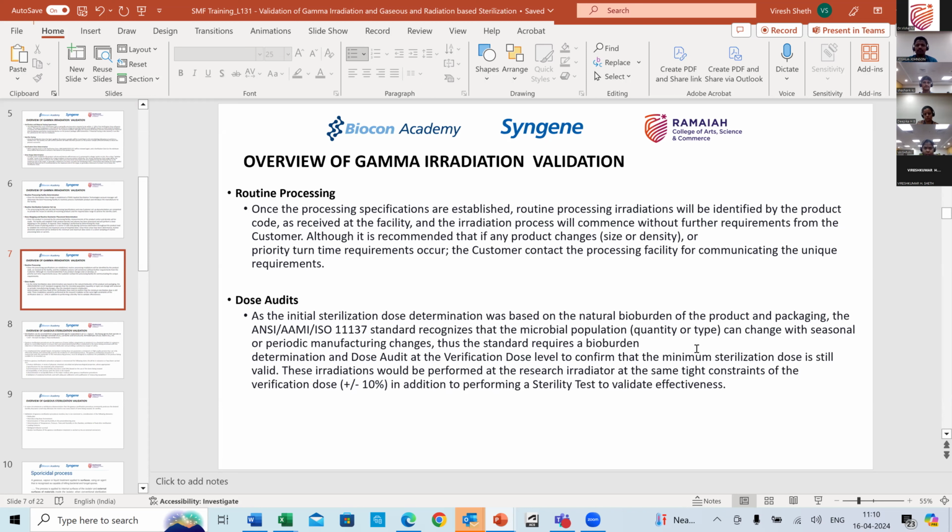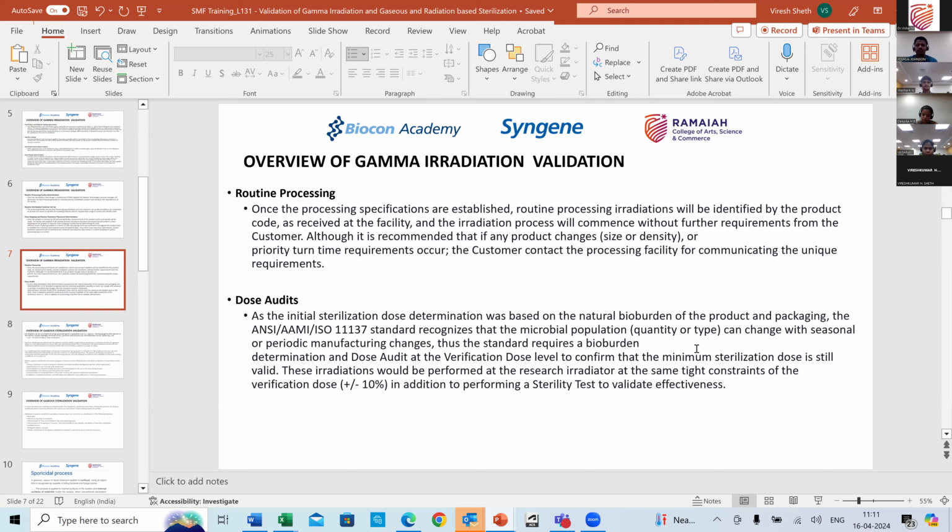And if it was 15, sorry, 22 kilograms, you will say within plus 10% or minus 10% of that radiation dose. I will subject the product to that tighter level of radiation dose, and not the wider range which you have, the window that you have specified in the commercial production, and see whether my sterility assurances are still being achieved.